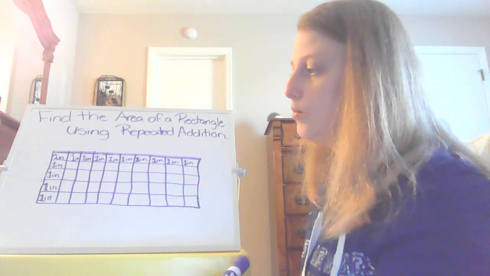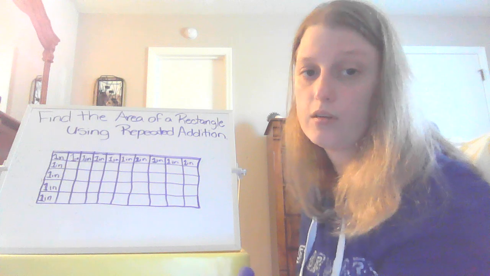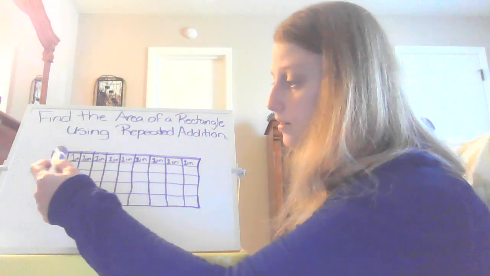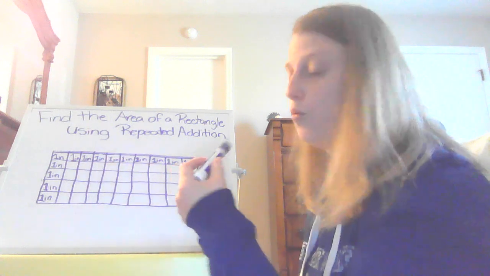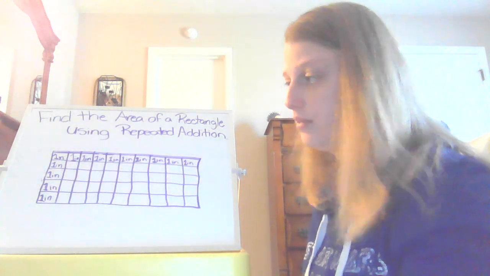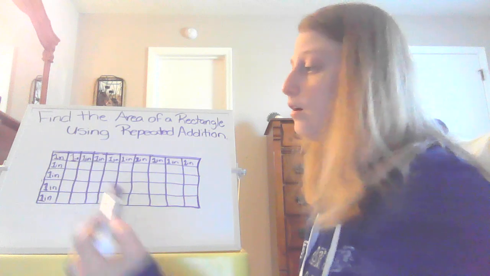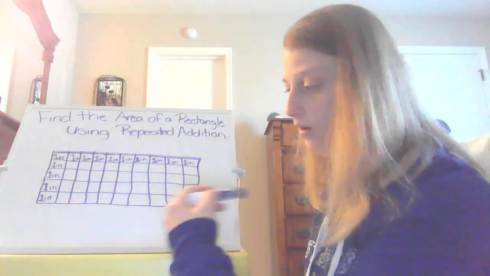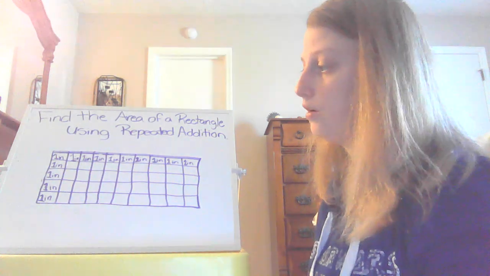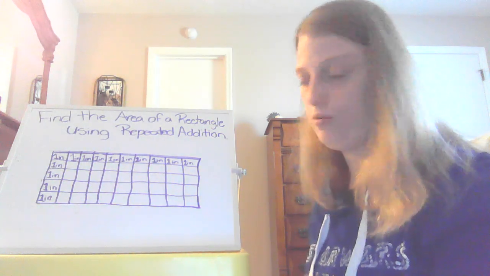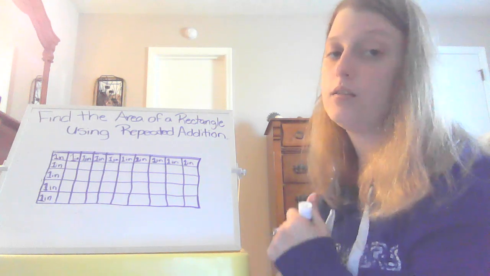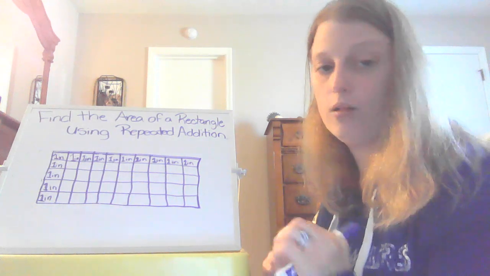So the first thing we're going to do to figure out the area of this rectangle is count how many little 1-inch boxes we have in each column. Now, it's important to know that columns go across, so we're going to be counting across, okay? So we're going to start with column 1, which I'm going to label as C1. So let's count how many little 1-inch boxes we have in column 1.